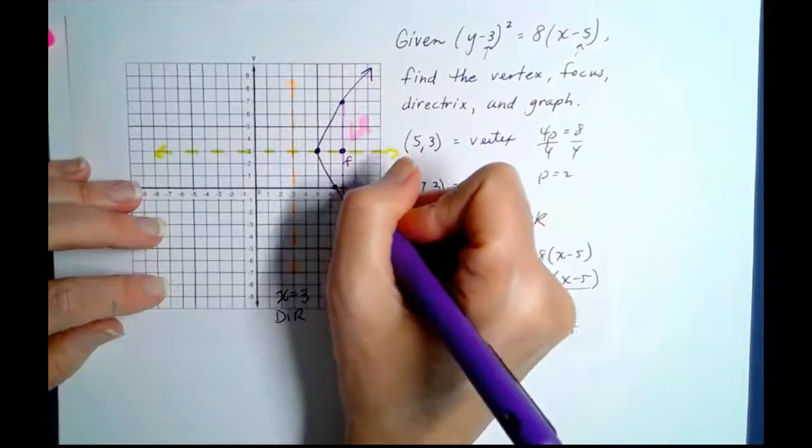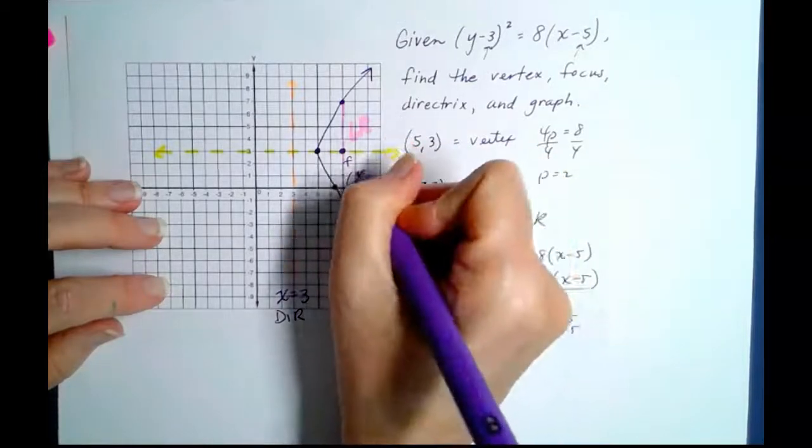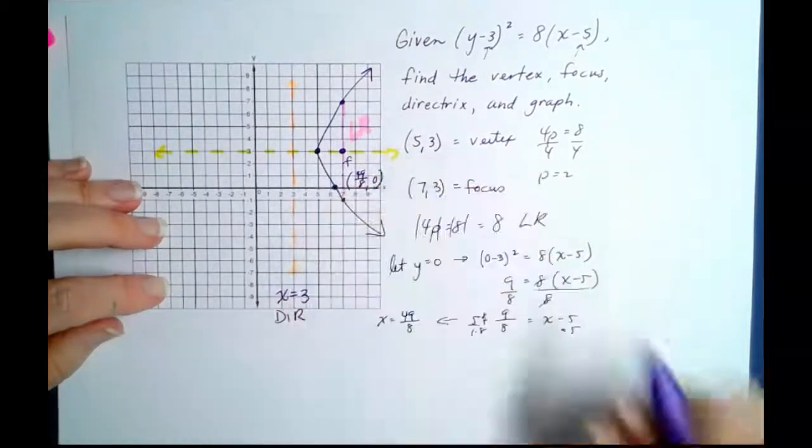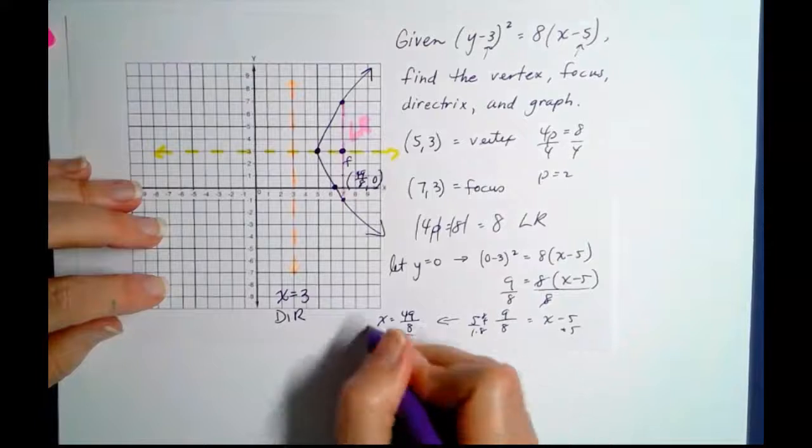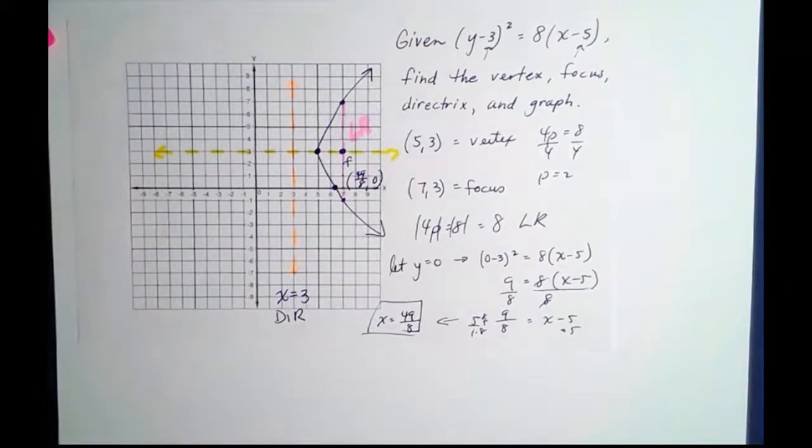So we can label that. I'll label it right up here. 49/8, 0. That is our x-intercept. That is everything you ever wanted to know about that parabola. Let's do another one.